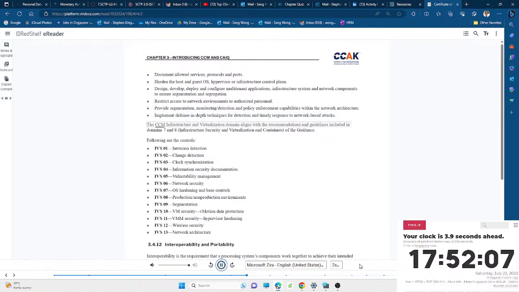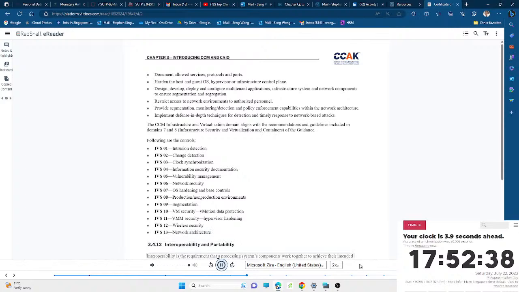The CCM infrastructure and virtualization domain aligns with the recommendations and guidelines included in domains 7 and 8, infrastructure security and virtualization and containers, of the guidance. Following are the controls: IVS-01 intrusion detection, IVS-02 change detection, IVS-03 clock synchronization, IVS-04 information security documentation, IVS-05 vulnerability management, IVS-06 network security, IVS-07 OS hardening and base controls, IVS-08 production/non-production environments, IVS-09 segmentation, IVS-10 VM security vMotion data protection, IVS-11 VMM security hypervisor hardening, IVS-12 wireless security, IVS-13 network architecture.